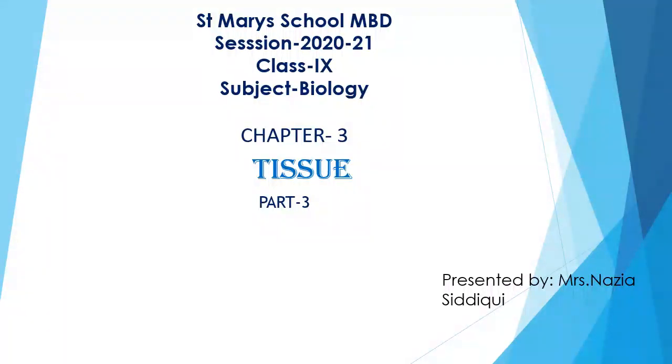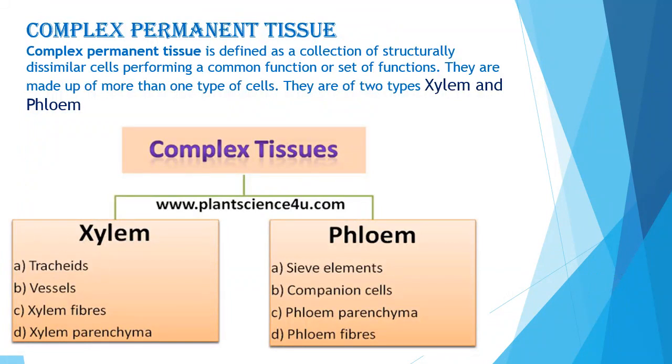In the previous video, we studied simple permanent tissue. Now, in this video, we are going to study complex permanent tissue. If you remember, plant tissues are of two types: simple permanent tissue and complex permanent tissue. Simple permanent tissue we have already studied, including sclerenchyma, collenchyma, parenchyma, and the protective tissues, that is epidermis and cork. Now in this video we are going to study complex permanent tissues.